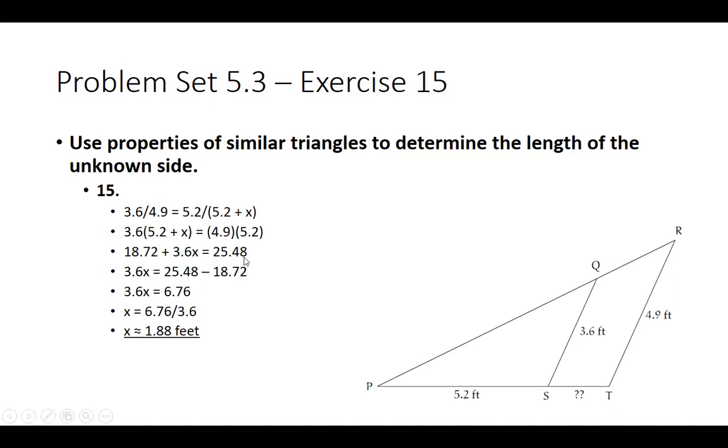To start getting x by itself, we need to get 3.6x by itself. Subtract 18.72 from both sides. And 25.48 minus 18.72 is 6.76. So we have 3.6x equals 6.76. Divide both sides by 3.6. We get 6.76 divided by 3.6, which is approximately 1.88. Everything here is in feet. So approximately 1.88 feet is this piece, segment ST.